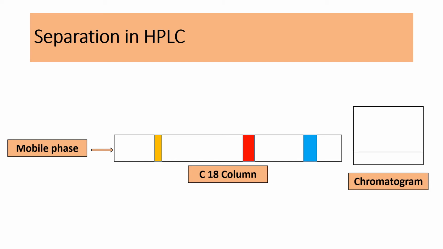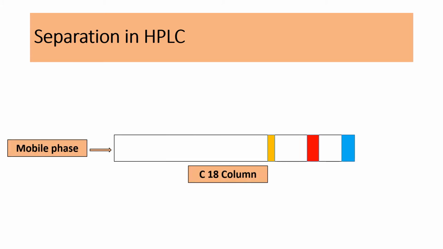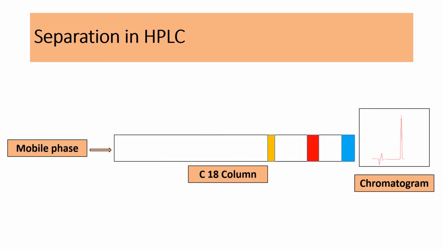Now we can see from the diagram this blue colored band is moving at a faster rate. So this indicates that it is the most polar compound because the stationary phase is C18, which is reverse phase in nature, which is non-polar in nature, and the blue band is moving at a faster rate. This indicates that there is higher affinity of the yellow band and very less affinity for the blue band. Now when this blue band reaches the detector, we will be getting the chromatogram with a peak.